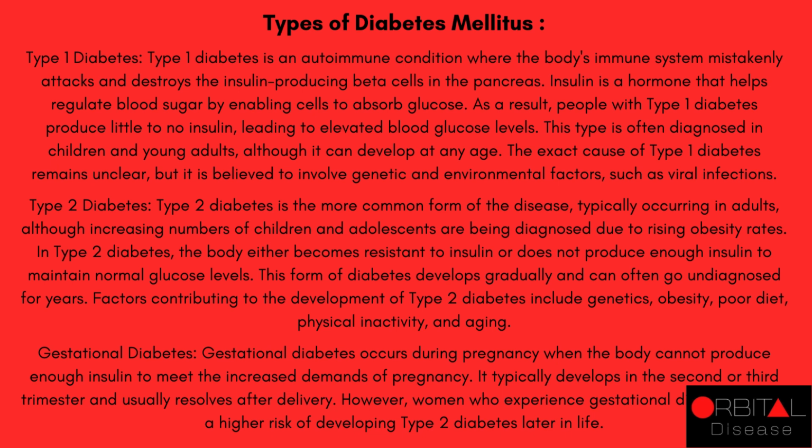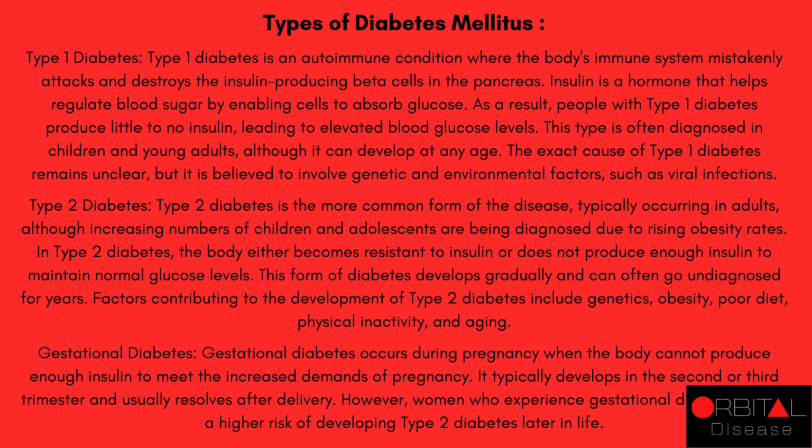In type 2 diabetes, the body either becomes resistant to insulin or does not produce enough insulin to maintain normal glucose levels. This form of diabetes develops gradually and can often go undiagnosed for years. Factors contributing to the development of type 2 diabetes include genetics, obesity, poor diet, physical inactivity, and aging.